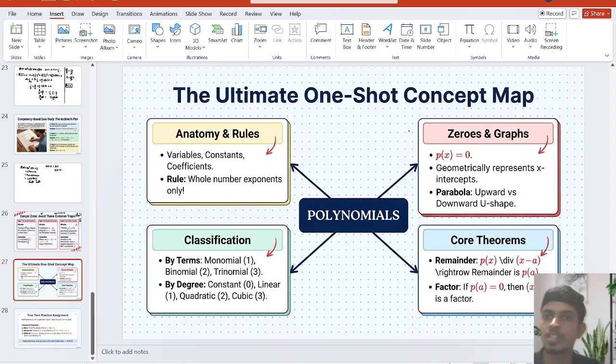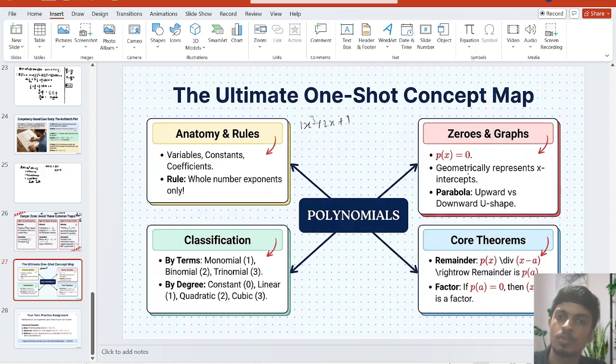So the ultimate one-shot concept map: anatomy and rules, variable and constant. Variable means it varies with respect to a given condition or time. Constant means it is constant, like 1, 2, 3, like the boiling point of water, and a variable is like the daily temperature of the weather. Okay, coefficient: take x cube plus 2x square plus 1. The coefficient of x cube is equal to 1, the coefficient of x square is 2, and the constant term is 1. Whole number exponents only, the powers of a polynomial are whole numbers only. Okay, and the zeros and graph.